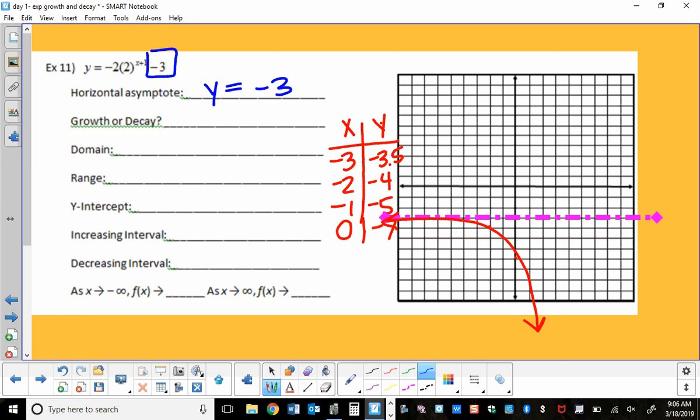Alright, from left to right, is it a growth or a decay? Am I going away or towards the asymptote? Yeah, I'm going away, so it is a growth. My domain is going to be what? Negative infinity to positive infinity.